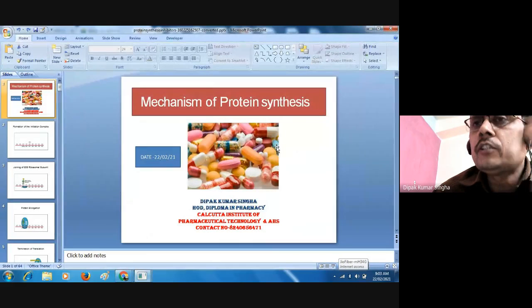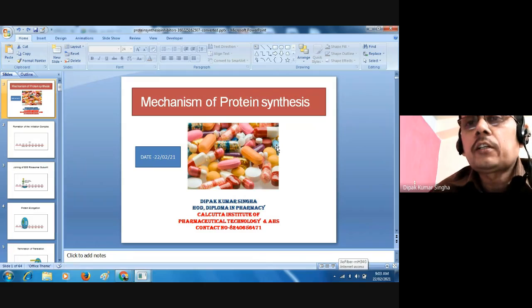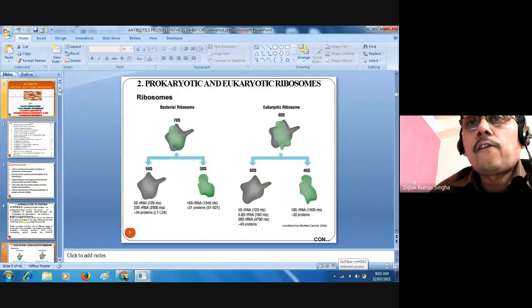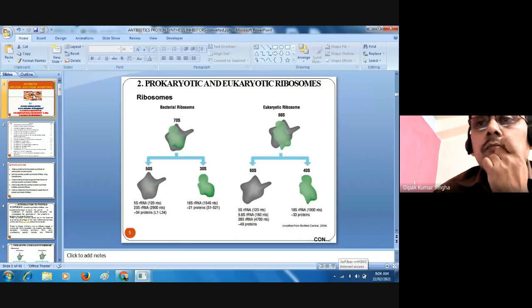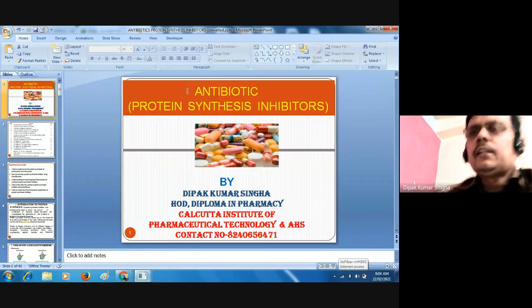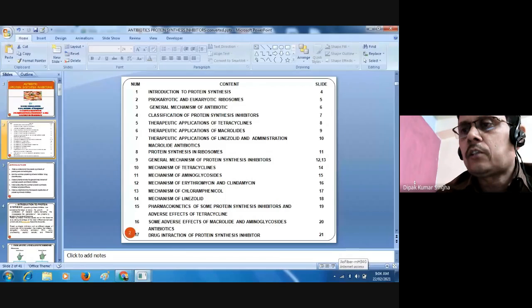But before studying the antibiotics which are used as protein synthesis inhibitors, we can study how protein synthesis occurs in our body or in the microorganism. Just briefly I will discuss protein synthesis with you. Then the antibiotics which are protein synthesis inhibitors. These are the topics.